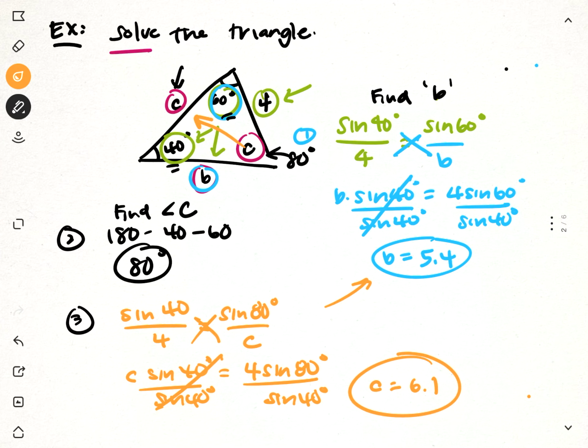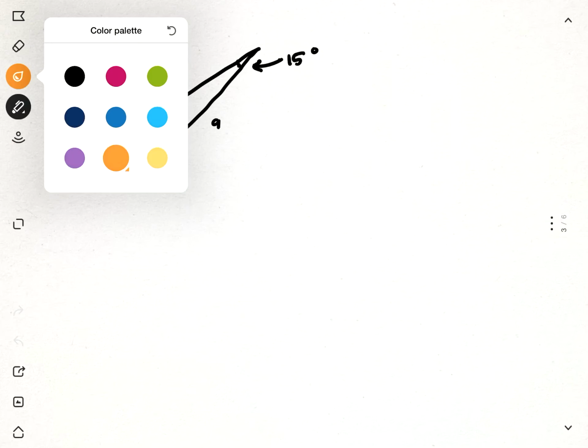Okay, so pretty useful, not too hard. We just have to deal with proportions and a little bit of algebra, and we should be able to find all of our sides. Okay, let's look at another type.